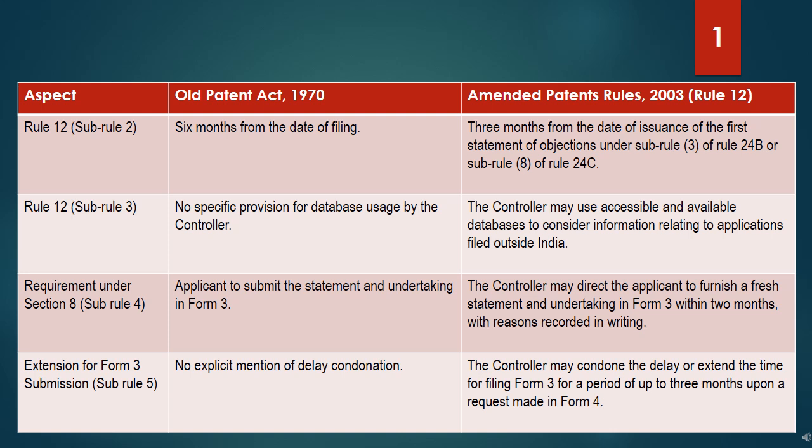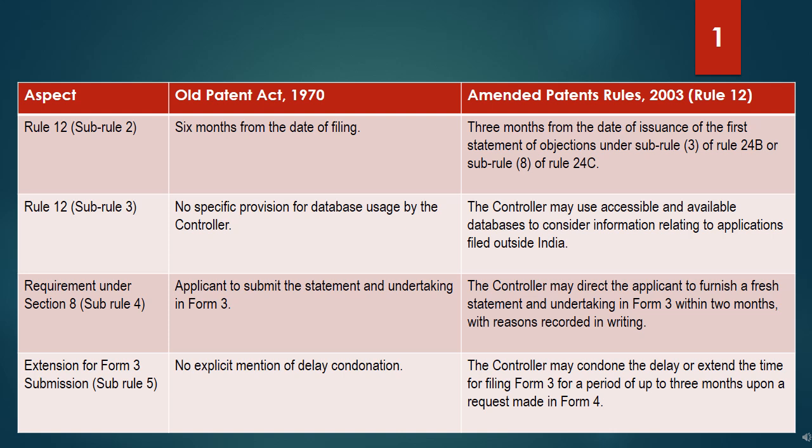Second one is substitution of sub-rule 3. Under old rule, the controller was expected to get information about foreign filings through the applicant. According to new rule, the controller can now access and use publicly available databases to check the information about the applicant's foreign filings. This reduces the burden on the applicant to provide this data themselves.